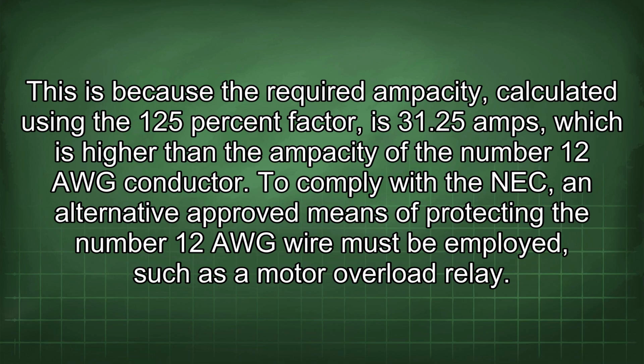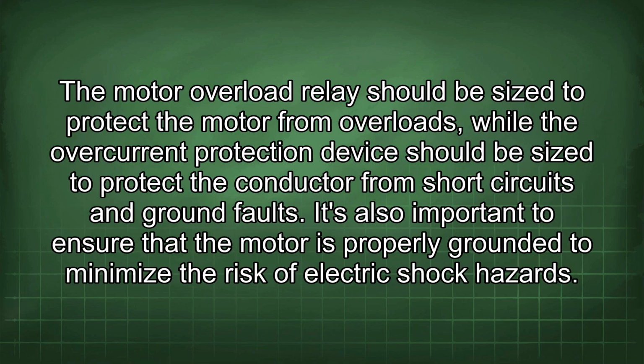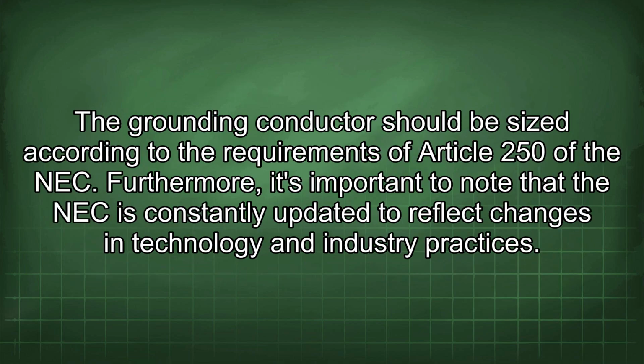To comply with the NEC, an alternative approved means of protecting the number 12 AWG wire must be employed, such as a motor overload relay. The motor overload relay should be sized to protect the motor from overloads, while the overcurrent protection device should be sized to protect the conductor from short circuits and ground faults. It's also important to ensure that the motor is properly grounded to minimize the risk of electric shock hazards. The grounding conductor should be sized according to the requirements of Article 250 of the NEC.